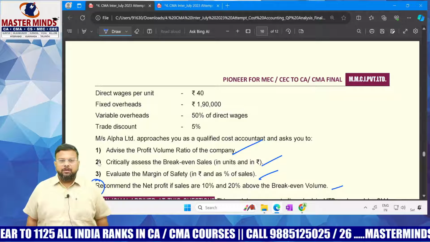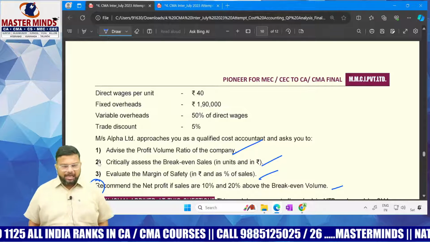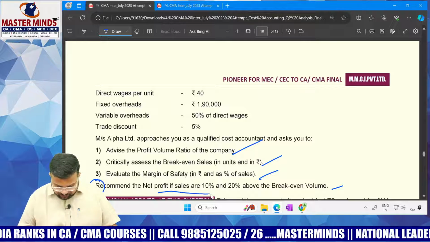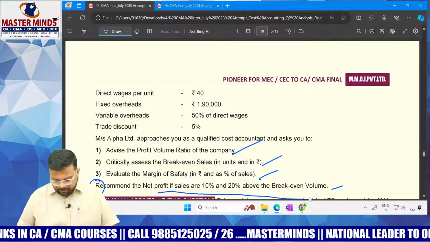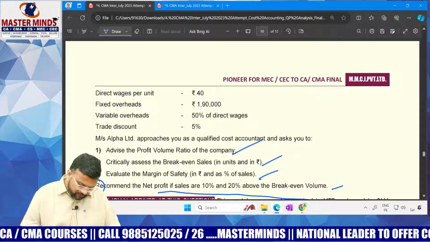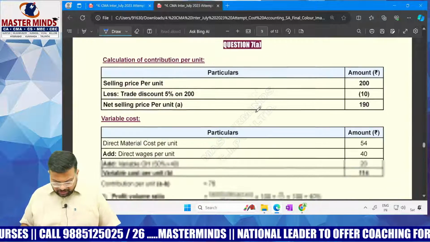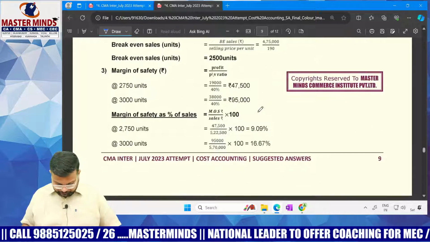Now when it comes to margin of safety, you can't calculate margin of safety with 1 and 2, but what we can do is calculate net profit if sales are 10% and 20% above break even. After calculating that one, we will calculate margin of safety. Okay, the same thing is done here also.